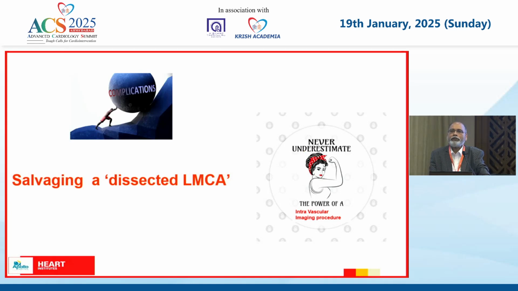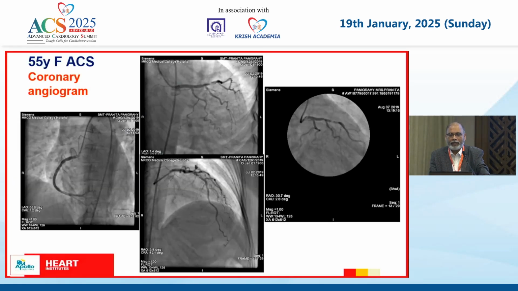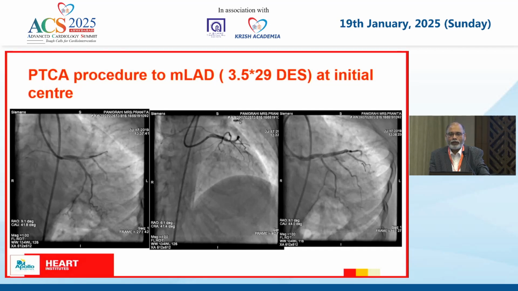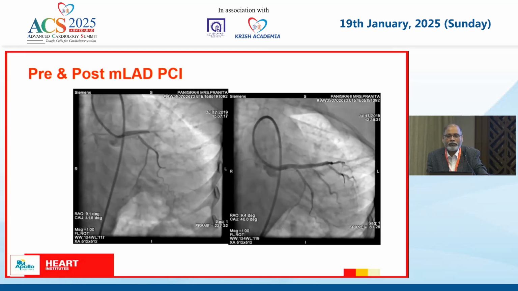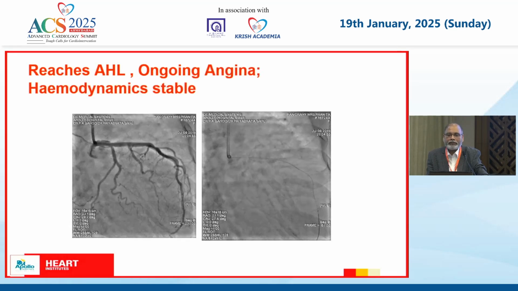Now, supposing you have a dissected LMCA, sometimes you might have it like this. The coronary angiogram was done in another center, and they did an angioplasty of the proximal LAD. What they did was PTCA, and a 3.5 by 29 DES was put. What happened later on was the artery got closed. They didn't have any imaging method in that center. Moreover, the patient started having chest pain and was immediately shifted to our center. And this is what we saw.